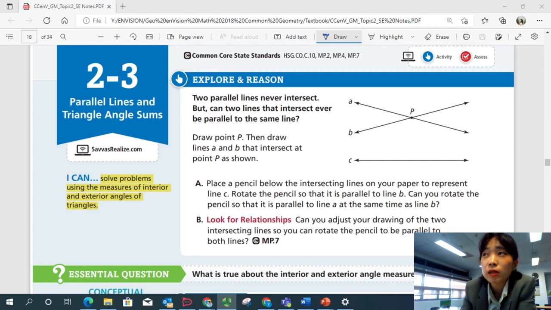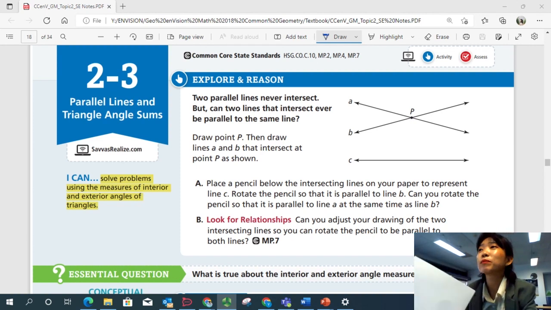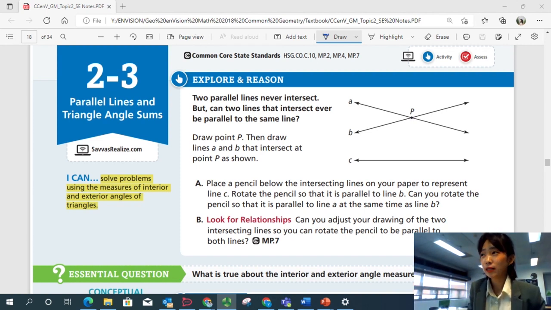First, part A, place a pencil below the intersecting lines on your paper to represent line C. So if you have a paper, please take them out. I have a paper here. So you're going to place the pencil below the intersecting lines on your paper to represent line C. So first, put your paper on top of your textbook and draw the two lines with a point P. Your lines could go further away.